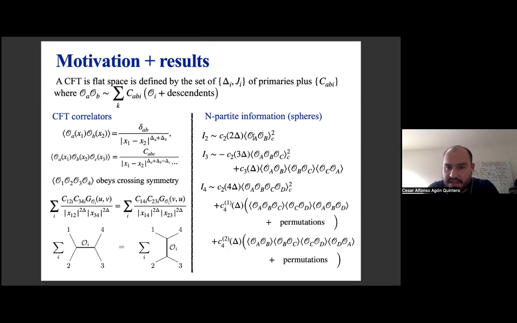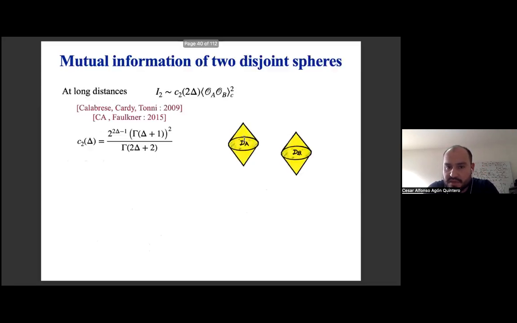But let me say some words about the mutual information, because okay, this is the general formula. The coefficient that appeared here was already computed back in 29. And we also computed in 2-dimensional CFTs, and we computed this, working with Faulkner, in the case of general dimensional CFTs. Just to see the explicit scaling with the radius and the distance, this goes like this.